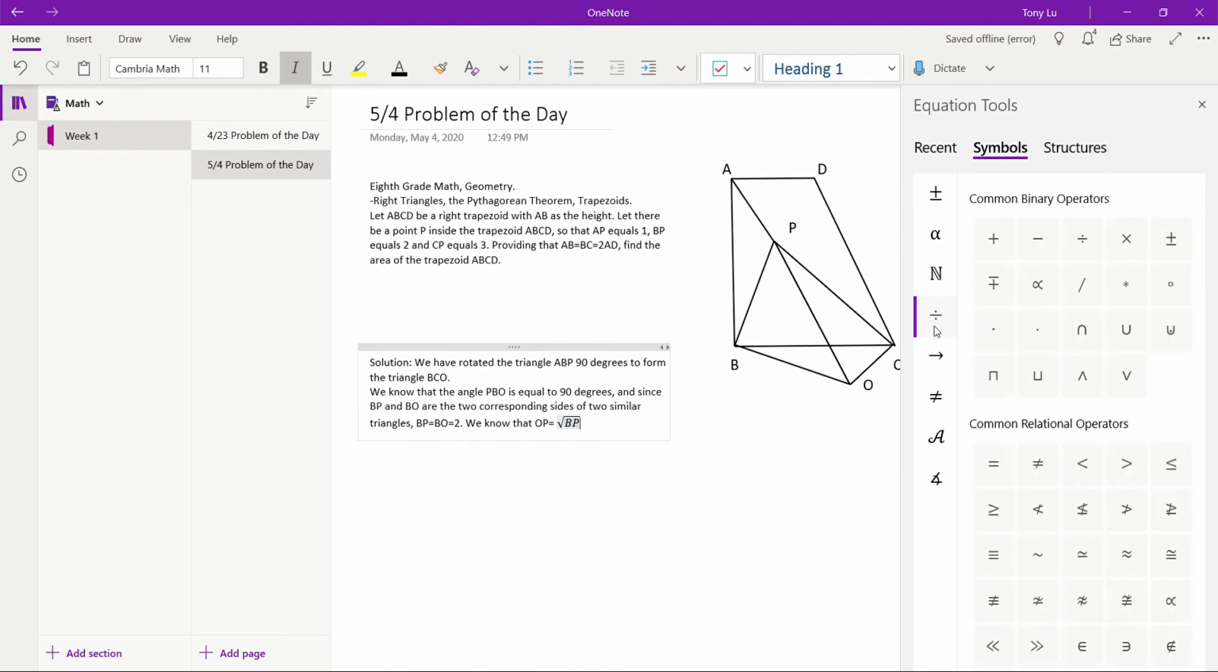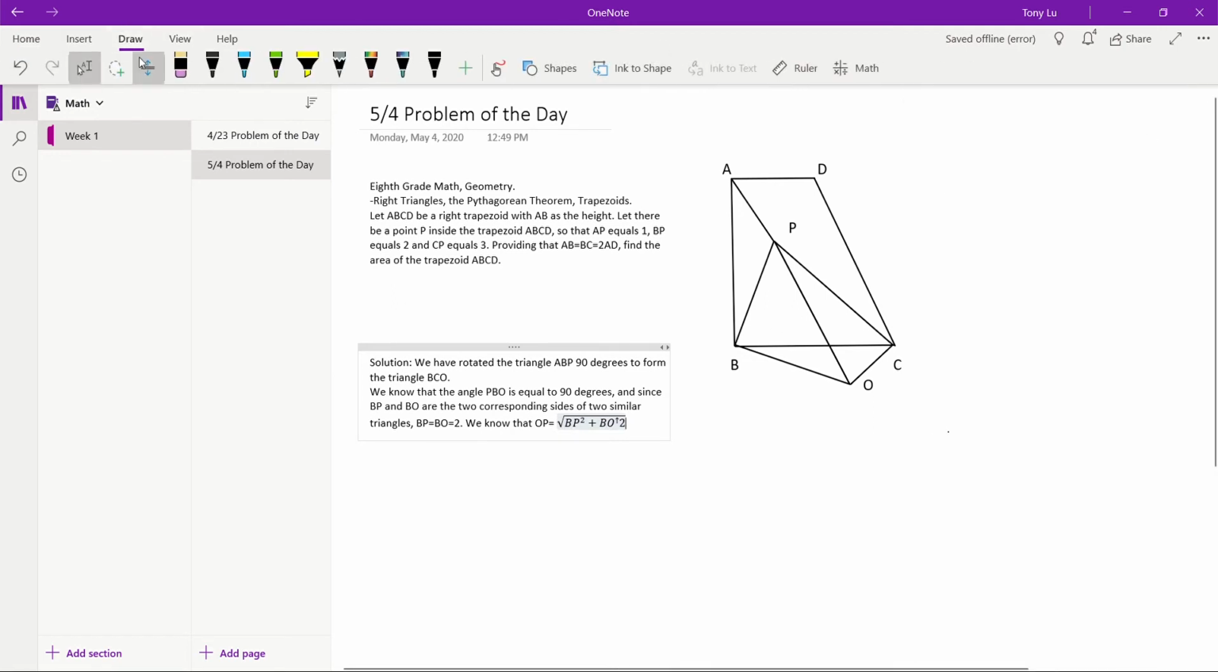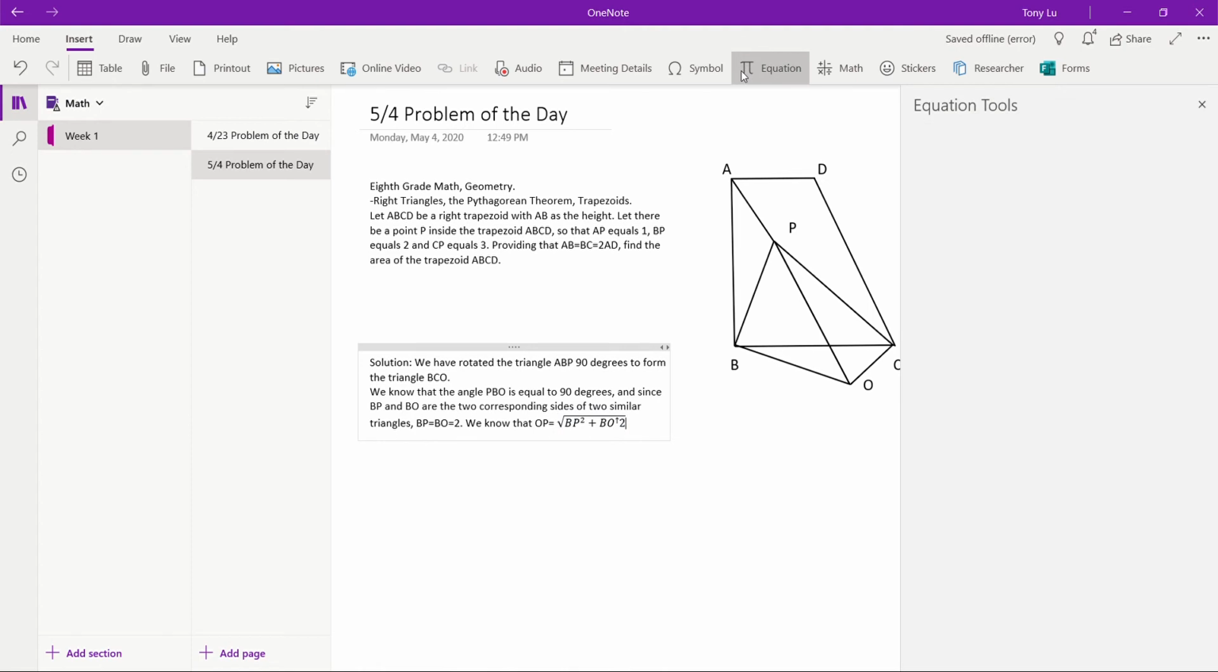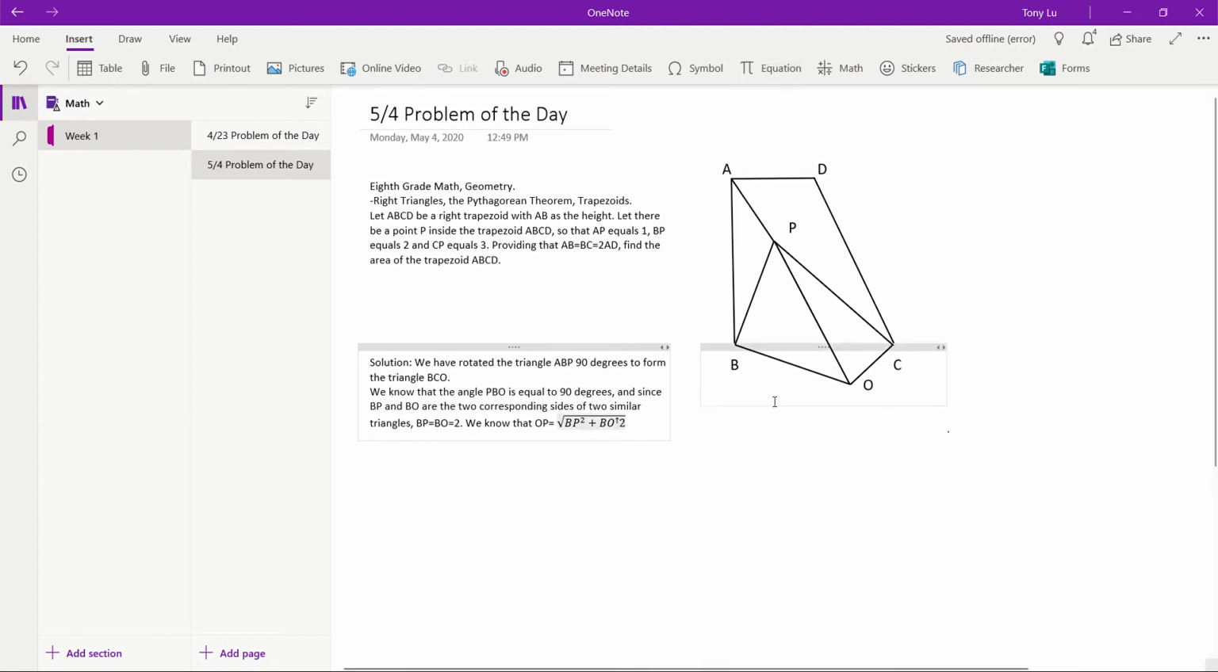Yes, so we have subscript BP, let's see if this works, plus BO squared. Oh, that's uppercase O. So let's close this. We'll do this. Now it should end the formula. Nope, it's not working. So let me try this again. Yeah, now it works.